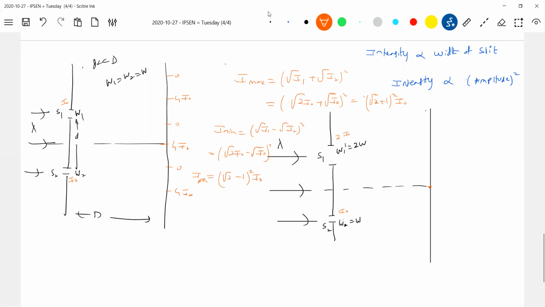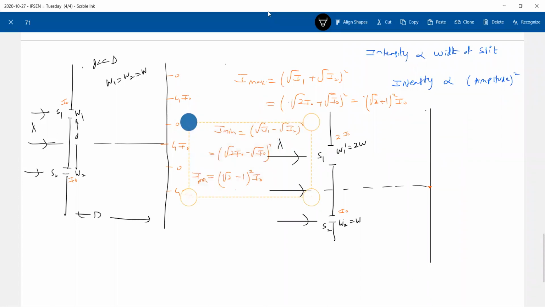Look at this value: root 2 is about 1.4. So what will happen? The brighter bands will become more bright and the darker bands will become less dark. So when you increase the width of the slit, the brighter bands become brighter and the darker bands become less dark. Less dark means earlier it was zero intensity, now it will be non-zero intensity.